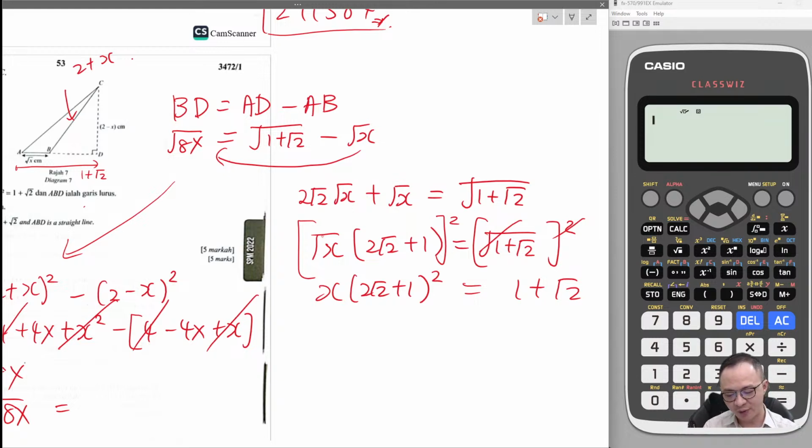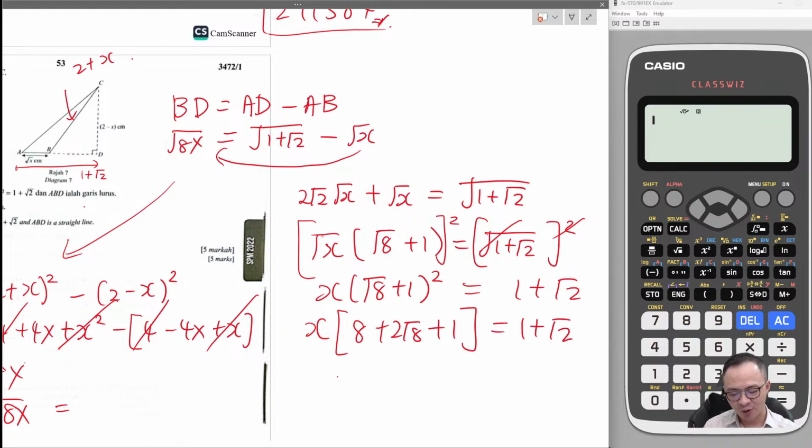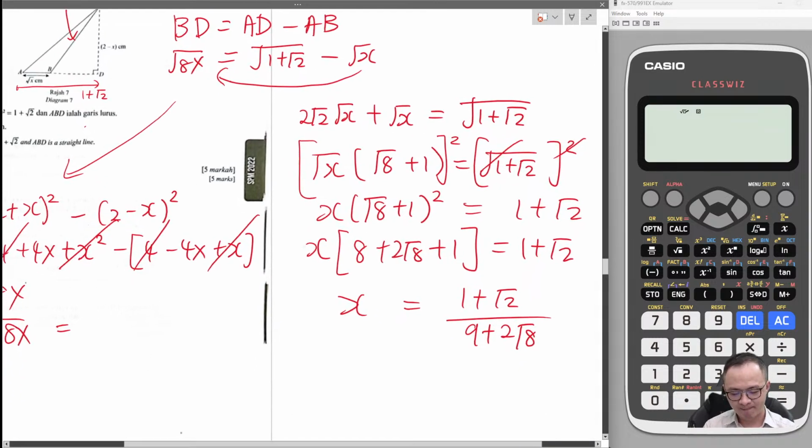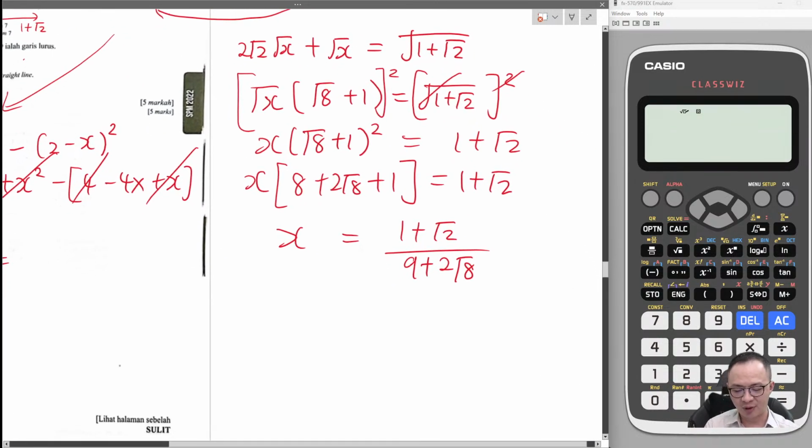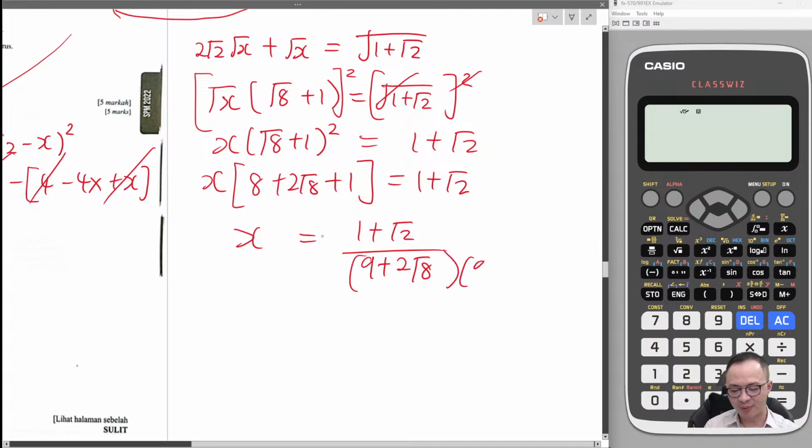Okay, so if I want to solve this one, I will just expand it. No need 2 root 2 lah. I think put root 8 better. Easier for my brain to work out the number. So this one will be 8 plus 2 root 8 plus 1 equals to 1 plus root 2. So I move to the other side, it should become a divide. 9 plus 2 root 8. And then I will need to do a rationalize. I will multiply 9 minus 2 root 8, 9 minus 2 root 8.